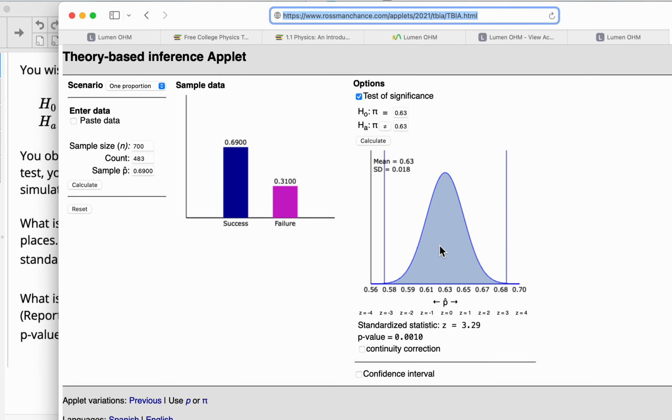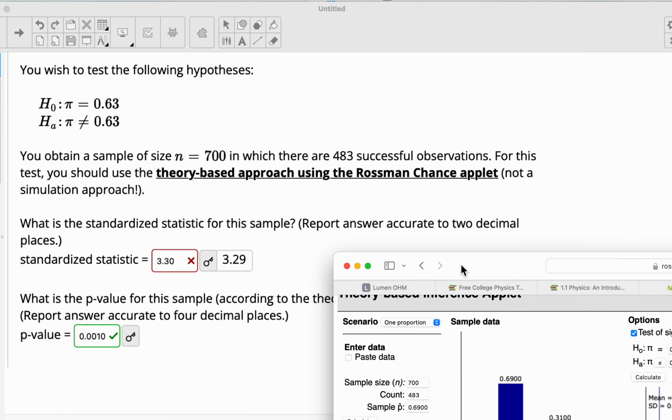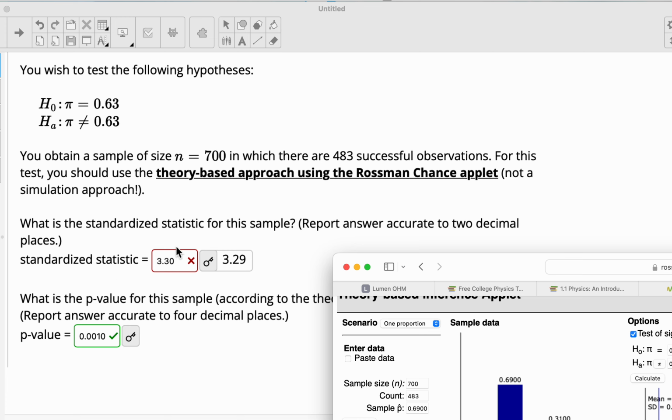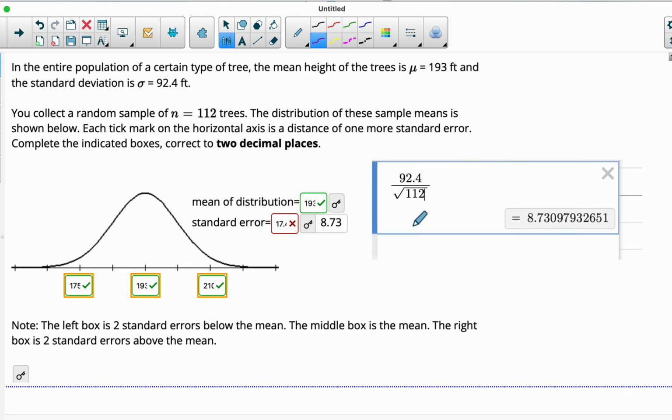Okay, so down here it gives me my standardized statistic 3.29 and my p-value. So this 3.29, this 29 is 2 decimals of significance. So you wouldn't put 3.30, you want to put right here 3.29. All right, so that's an easy fix. Let's take a look at this one here.